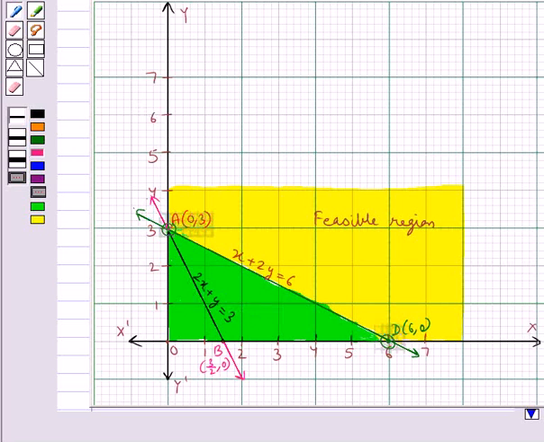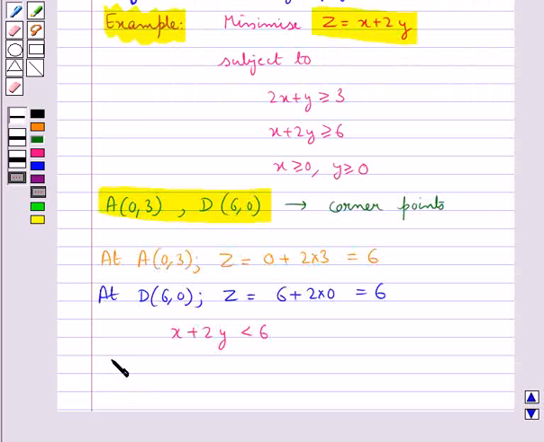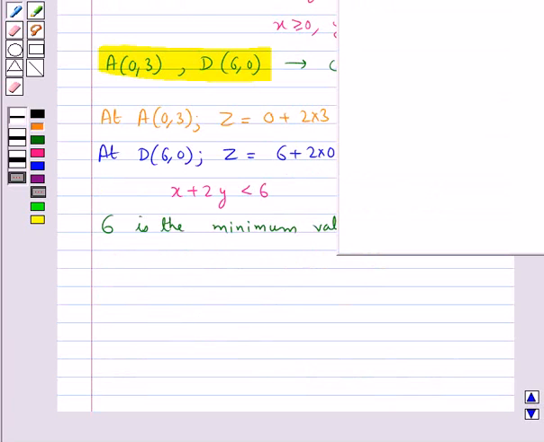Now let's see if the open half plane determined by x + 2y < 6 has any point common with the feasible region, that is this yellow portion. We observe that there is no point common between these two regions. So, 6 is the minimum value of z = x + 2y. If in case we have a common point between the two regions, then the objective function would have no minimum value.